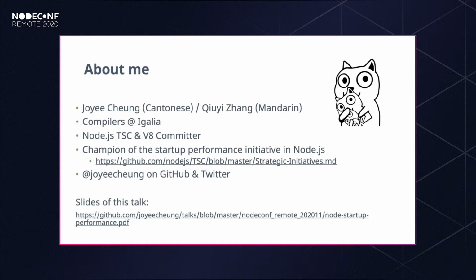So, a little bit about myself. I am Joyee. I work on the compilers team at Igalia. I am on the Node Technical Steering Committee, and I'm also a V8 committer. In the past year, I have been working on the Startup Performance Initiative in Node. You can find me on GitHub or Twitter via the handle Joyee Cheung. So enough about me. Let's talk about Node.